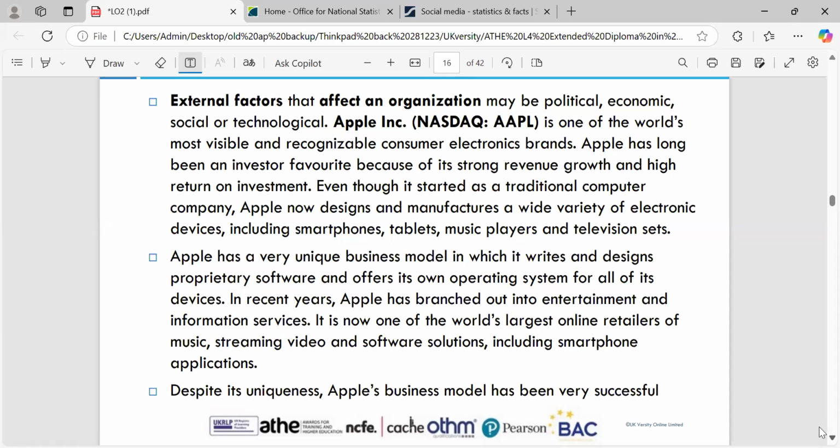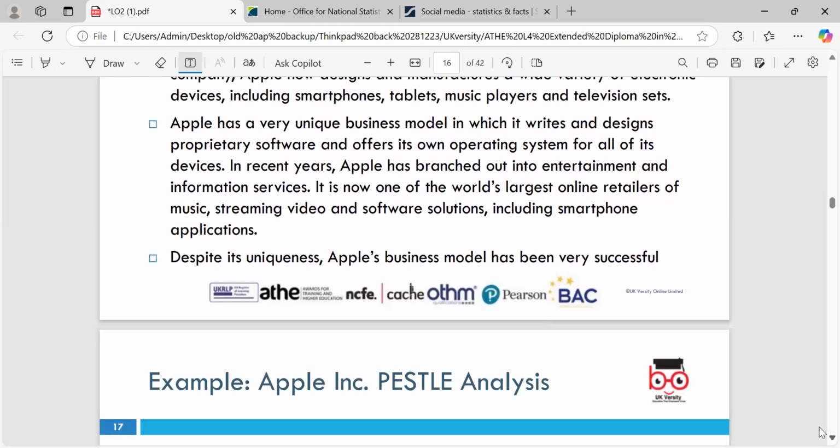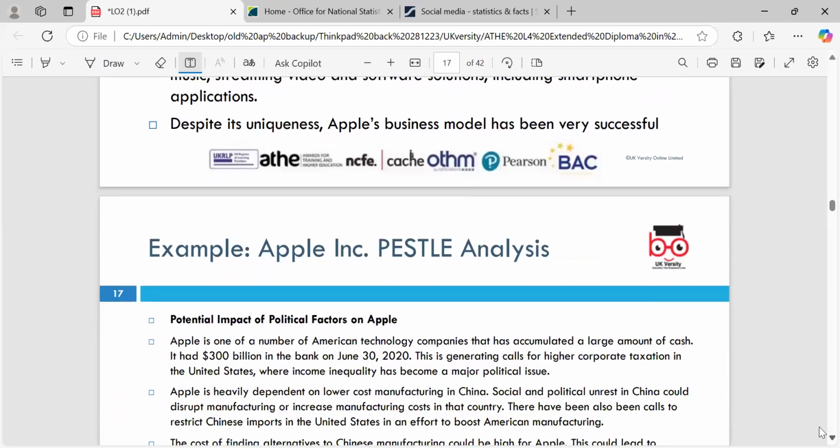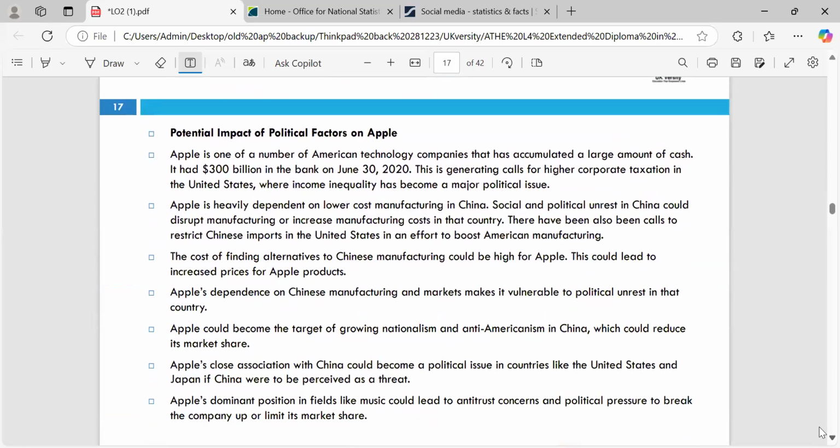Apple has a unique business model, which is to write and design the software and own the operating system across all devices. In recent years Apple has branched out into entertainment and information services, the world's largest online retailer, music streaming, video and software solutions, including smartphone devices. Despite the uniqueness, the Apple business model has been successful. Let's look at American technology companies, which accumulated a large amount of cash, 300 billion in the bank according to the June 2020 figures, and which are generating cash with concern for taxation.